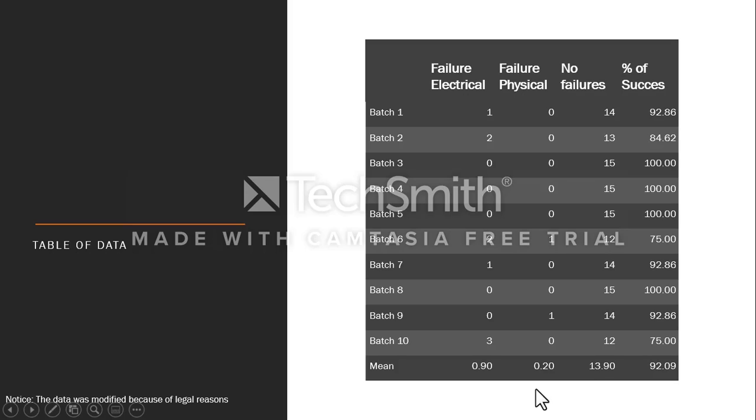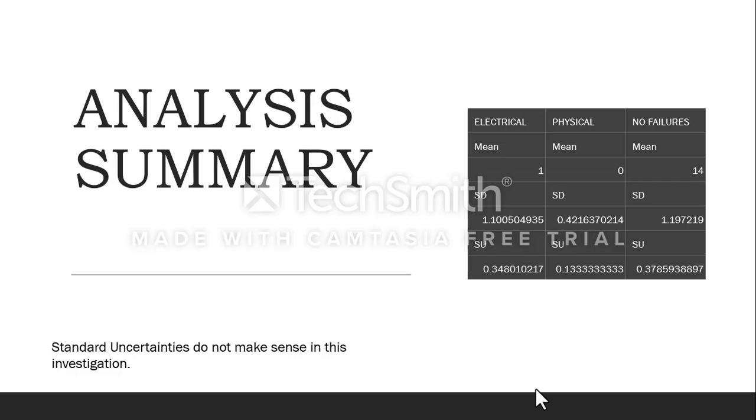It means that almost all of them pass. This is not good for manufacturing and production, but it's very good for an experiment. So the mean tells us that the electrical failure is more common than the physical failures. And the standard deviation for electrical failure also tells you that it is much bigger.